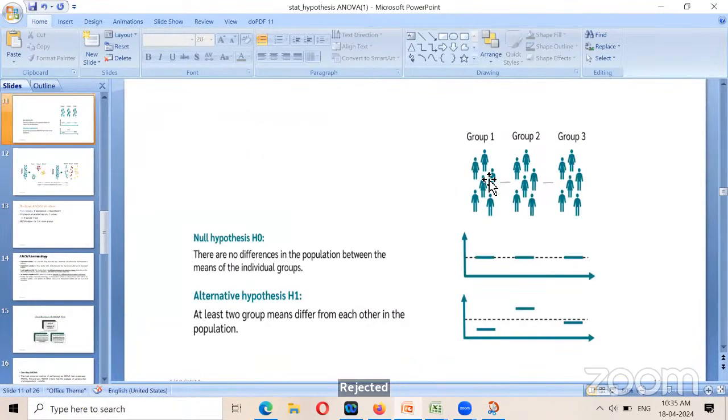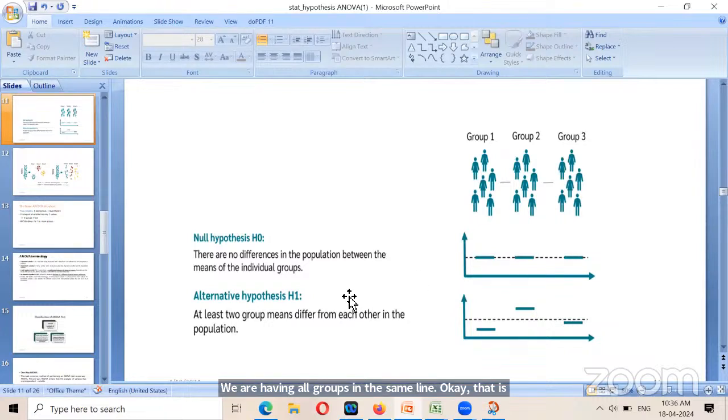So look at the picture here. We are having group 1, 2, and 3, and below that you can see the 3 groups. We are proposing the null hypothesis: there are no differences in the population between the means of the individual groups. So you can see in the middle figure, we are having all groups in the same line. Okay, that is the null hypothesis.